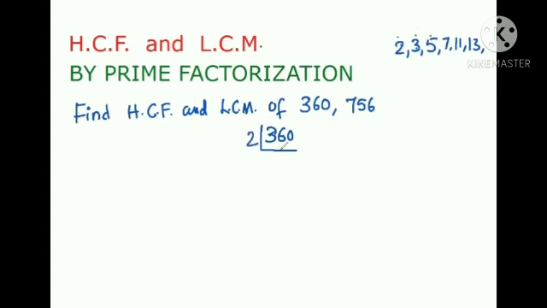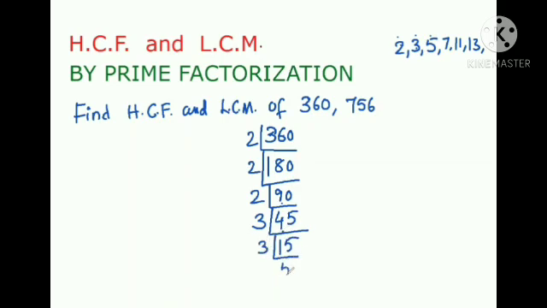So I take here 2. 2 1s are 2, 2 8s are 16, 0. 2 9s are 18, so 0, 2 0 0. 2 4s are 8, 2 5s are 10. Now 45 is not divisible by 2. It is divisible by 3 or 5. 3 1s are 3, 3 5s are 15.